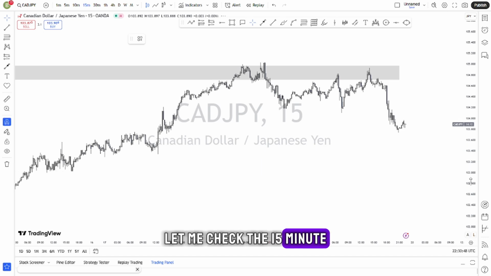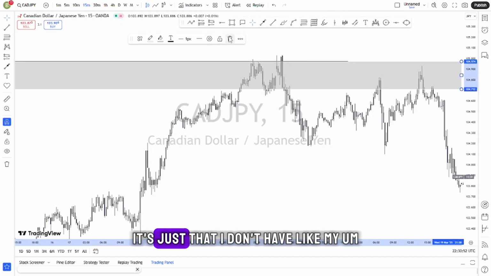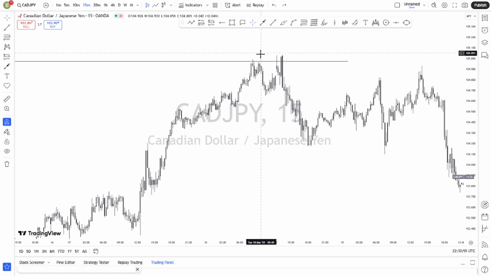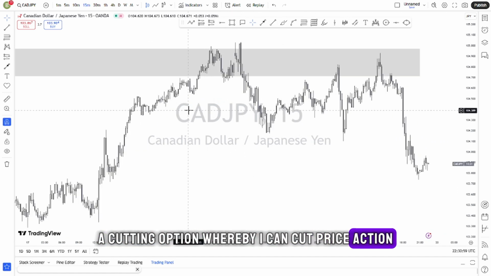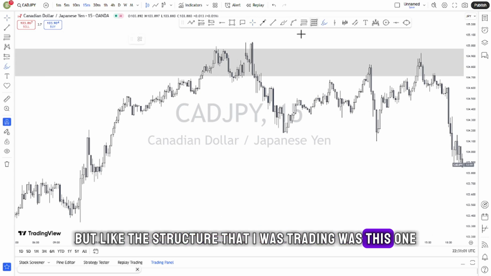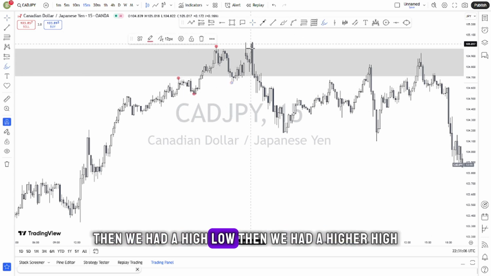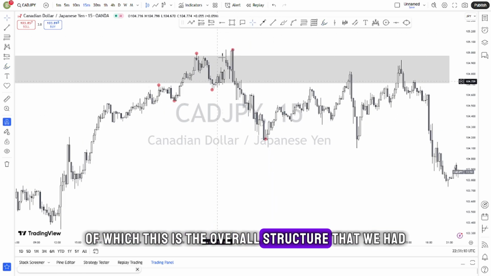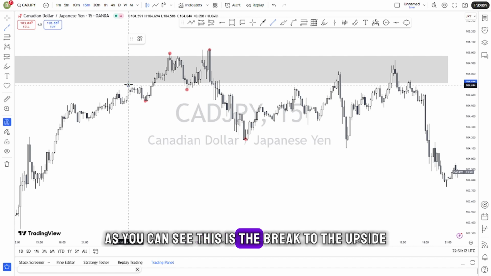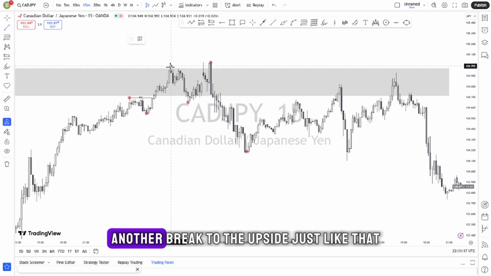Let me check the 15-minute. So the structure that I was trading was this one. It's just that I don't have my cutting option whereby I can cut price action, but the structure that I was trading was this one, whereby we had this high, low here, then we had a high, low, then we had a higher high, then we had a lower low, which is the overall structure that we had. As you can see, this is the break to the upside, just like that, another break to the upside, just like that.